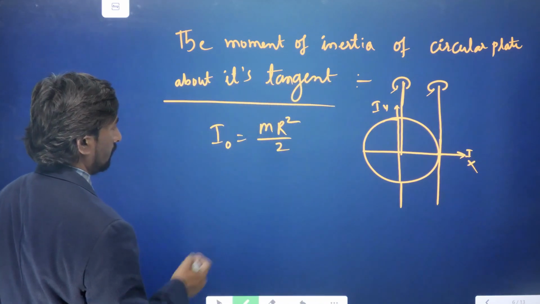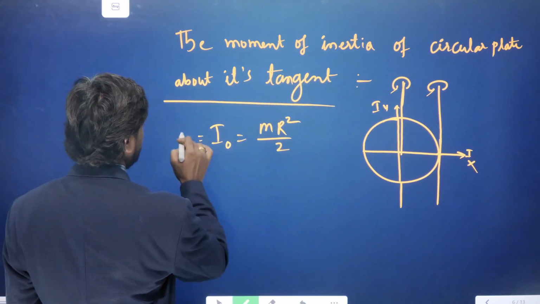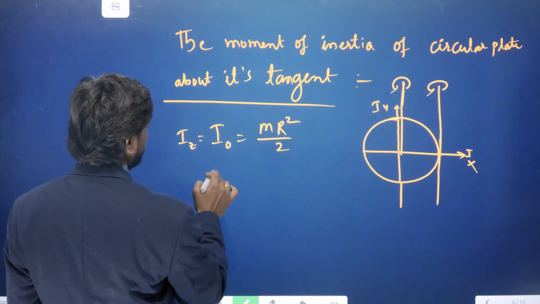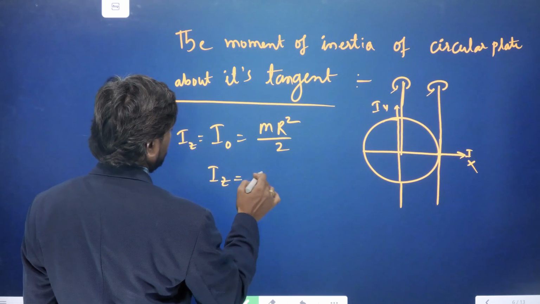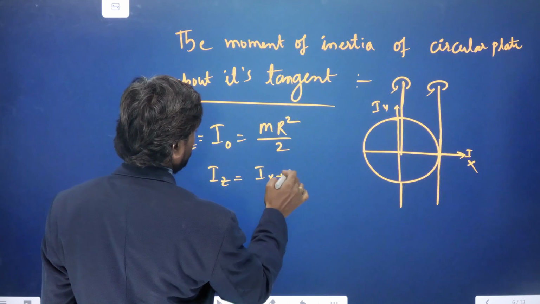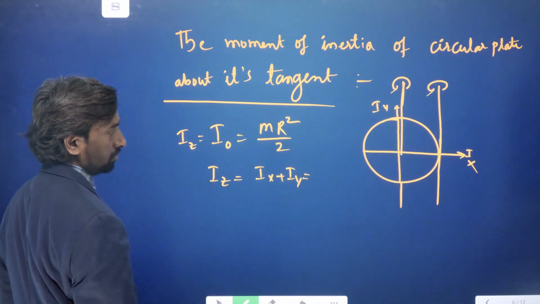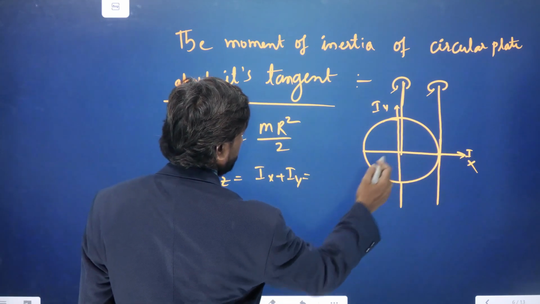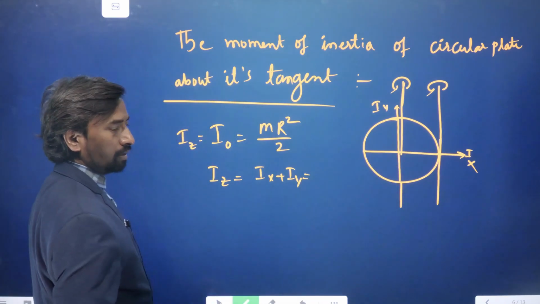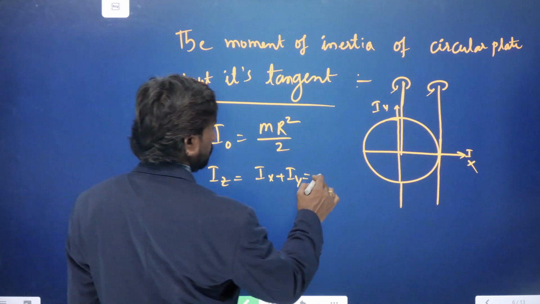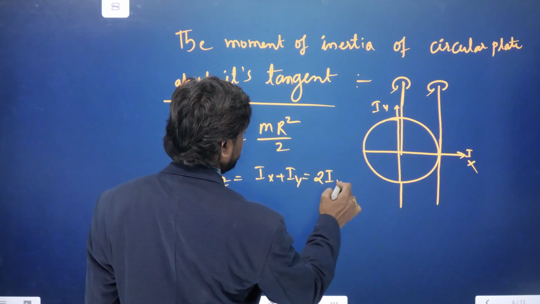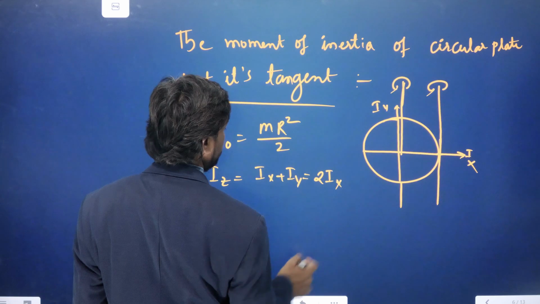Now if you write Iz, this is equal to I naught or Iz. Iz is equal to the moment of inertia about the x-axis plus the moment of inertia about the y-axis. Those two will be the same because both lines are mutually perpendicular and they are passing through the diameter. So we can write 2 into Ix or Iy.